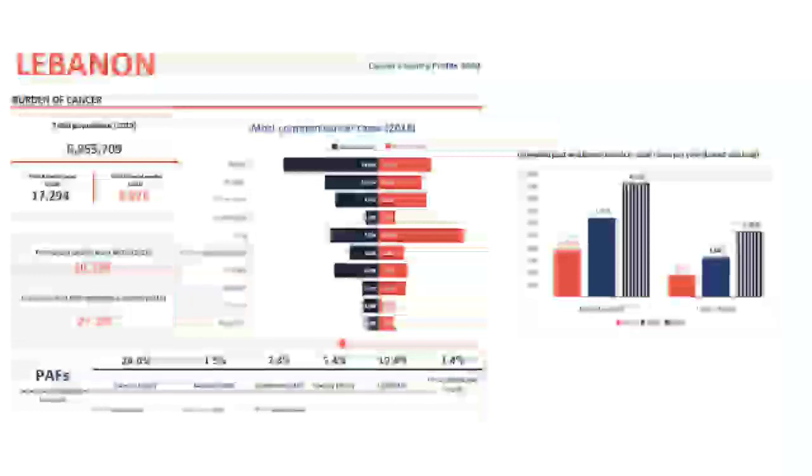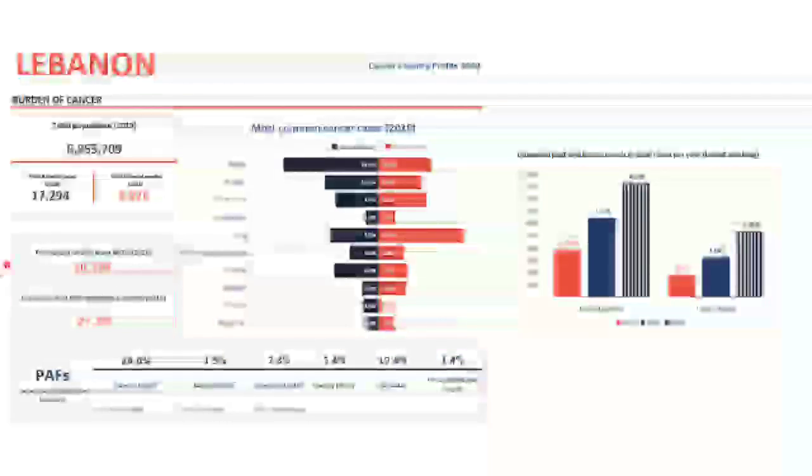This slide represents the cancer country profile 2020 from the WHO, World Health Organization, in Lebanon. It shows that the total population in 2019 in Lebanon was around 6,855,000 individuals. From this total population, the total number of cancer cases in 2018 was around 17,000, and the total number of cancer deaths in 2018 was around 9,000 cancer deaths.